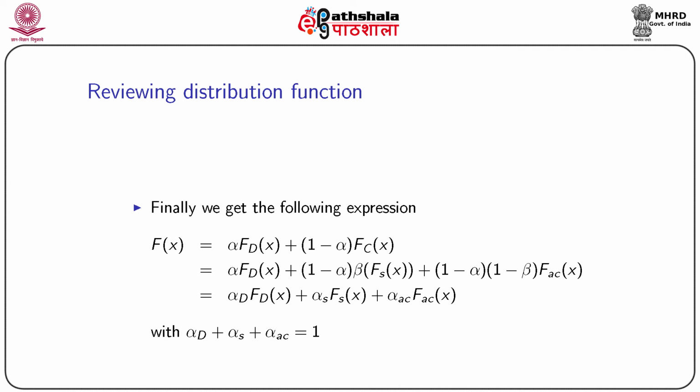Further, this part can be subdivided as 1 minus alpha times beta F_s(x) plus 1 minus alpha times 1 minus beta F_ac(x). Finally, we can write it in the form alpha_d F_d(x) plus alpha_s F_s(x) plus alpha_ac F_ac(x), with the constraint that alpha_d plus alpha_s plus alpha_ac must be equal to 1. So this is the convex combination. So you got this result using the Lebesgue decomposition theorem for measure.